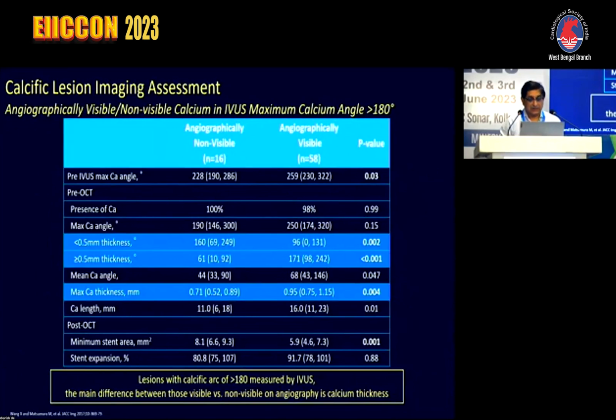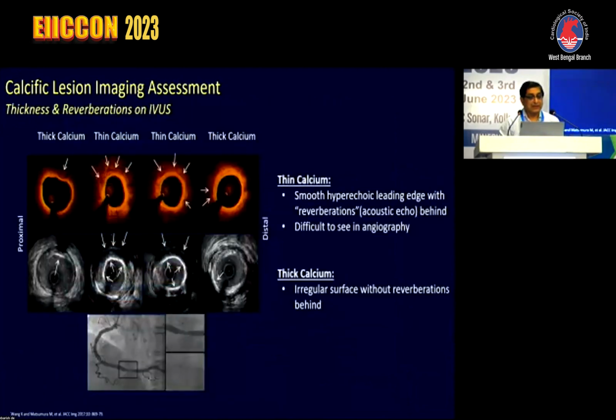The summary of this is that the lesion has a calcific arc of greater than 180 degrees measured by IVUS. The main difference between those visible versus non-visible on angiography is calcium thickness. And this is a calcific lesion imaging assessment, thickness and reverberations on IVUS.